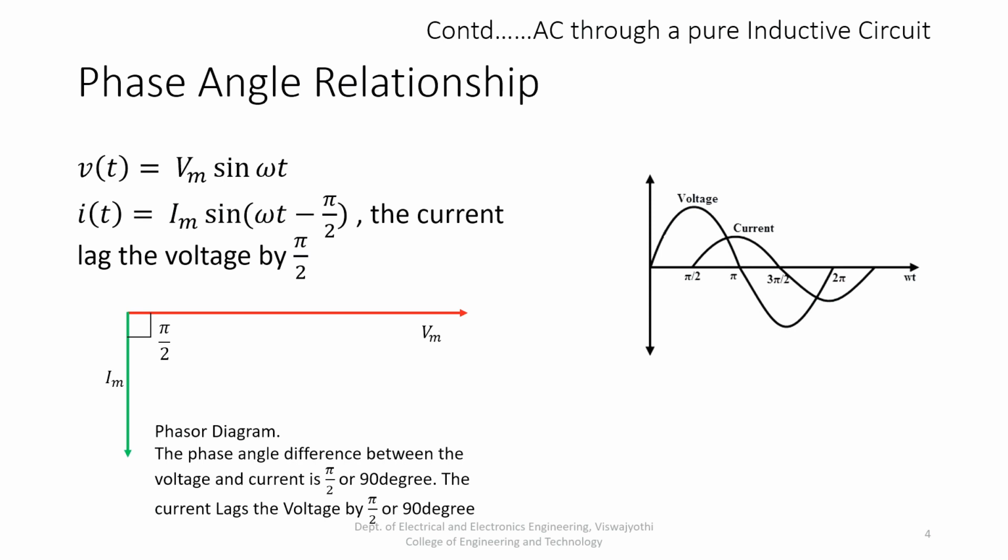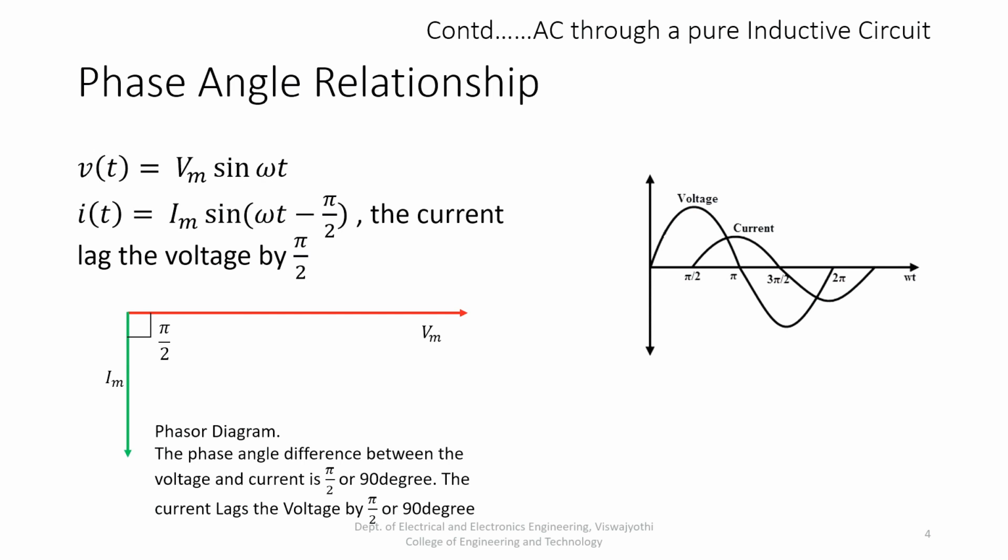Phase angle relationship. The applied voltage in a pure inductive circuit is V of t equals Vm sin omega t. The current flowing in that circuit is I of t equals Im sin omega t minus pi by 2. Comparing the expressions for voltage and current, the current lags voltage by an angle pi by 2.